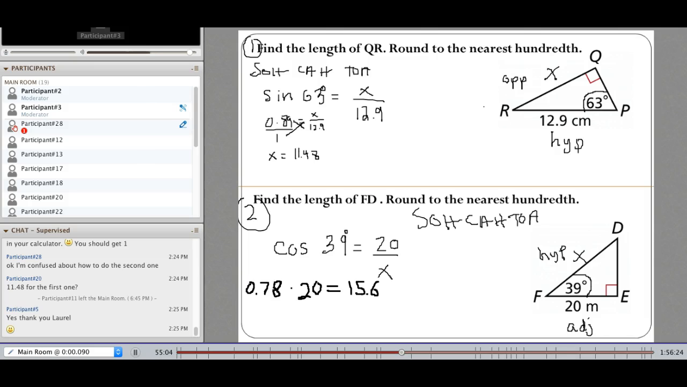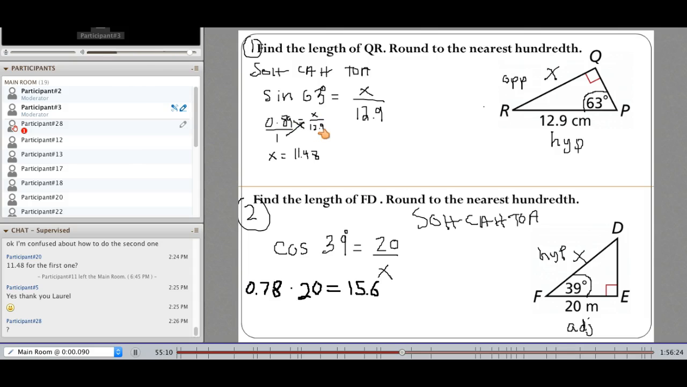Okay, so number 1, Madison did. That looks great. So sine of 63, we have 0.89. That equals x over 12.9. We cross multiply and we get 0.89 times 12.9 is 11.48. Okay, let's check the second one.